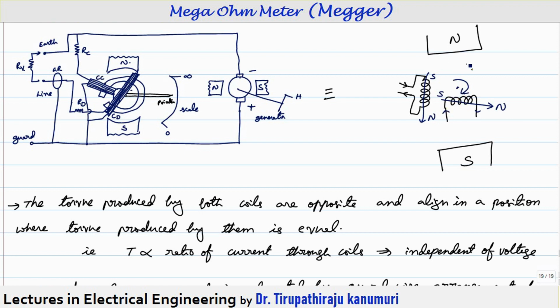It will try to align in this way. That means this coil will align like this, so this coil will come in this way. So when the coil is coming like this, this pointer will move downwards. It will show the 0 reading.